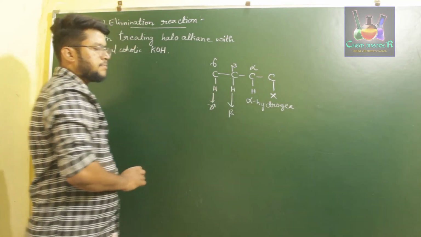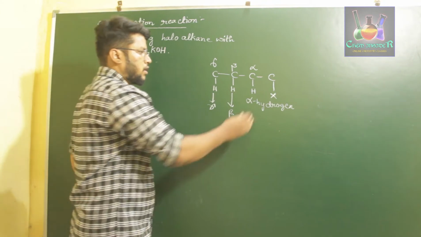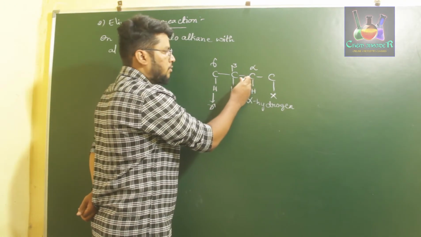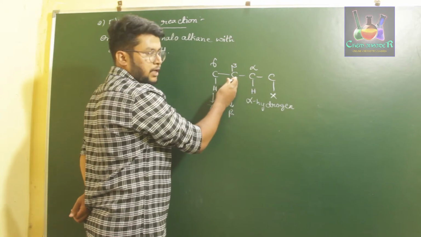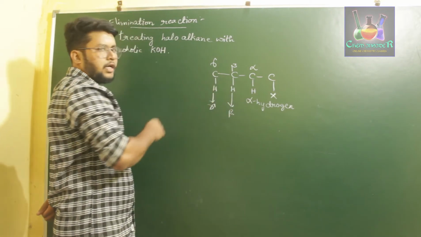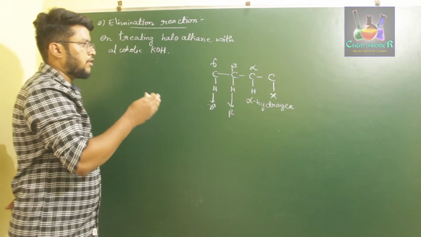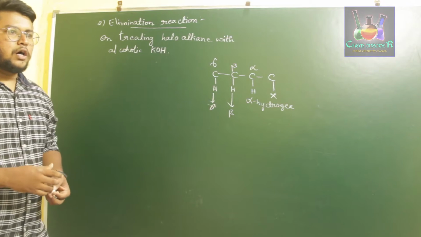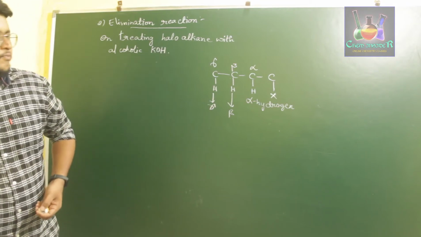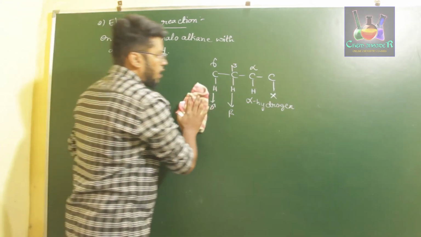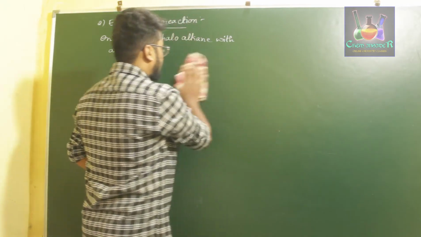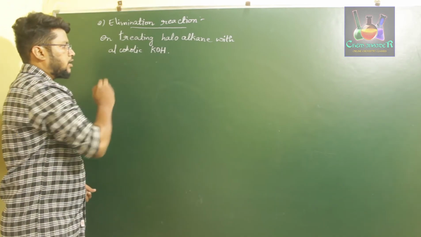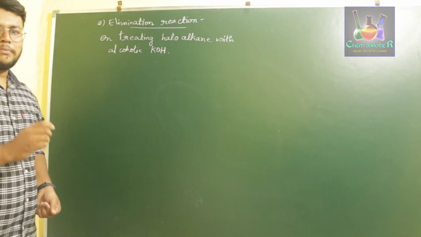Okay, so remember this. If you have a functional group attached to a carbon atom, then the next carbon atom attached to that will be called alpha, and the later will be beta, then gamma, and then delta. So these are the alpha, beta, gamma carbons of a given functional group containing hydrocarbon. So now, if you have a haloalkane which has an alpha hydrogen and it is treated with alcoholic KOH, we observe an elimination reaction.